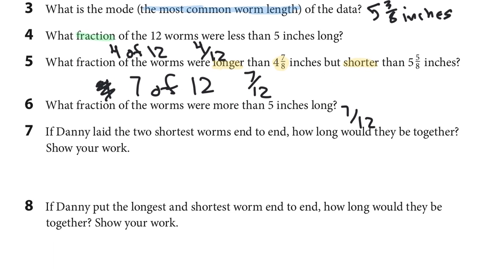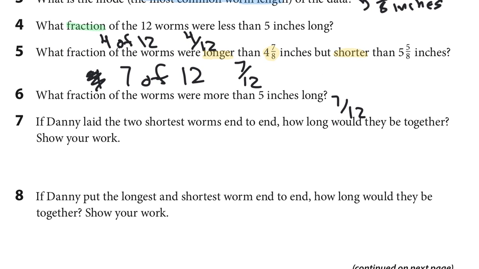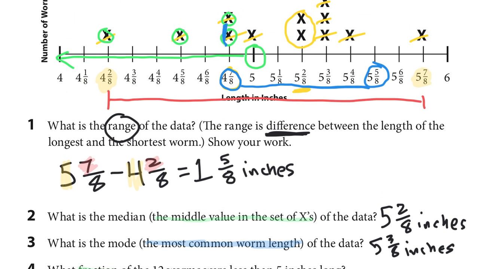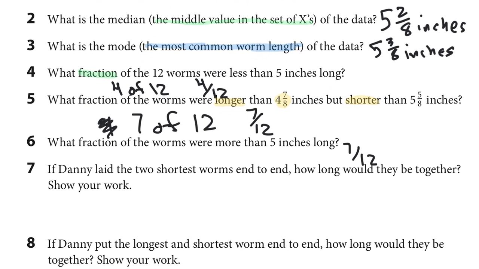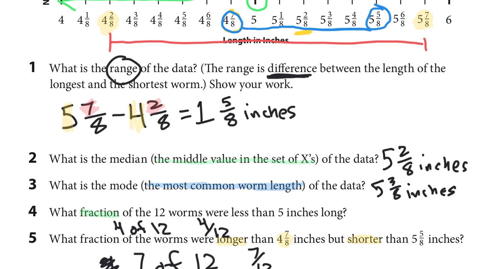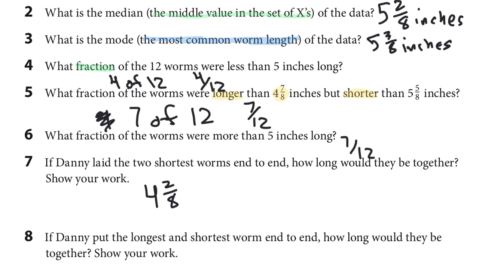If Danny laid the 2 shortest worms from end to end, how long would they be together? Show your work. I'm going to set up this problem with you, but I would love for you to finish it on your own. My 2 shortest worms, 4 2/8, 4 5/8. Let's write those down. 4 2/8. Oh my goodness, I already forgot what that other number was. 4 2/8 and 4 5/8.